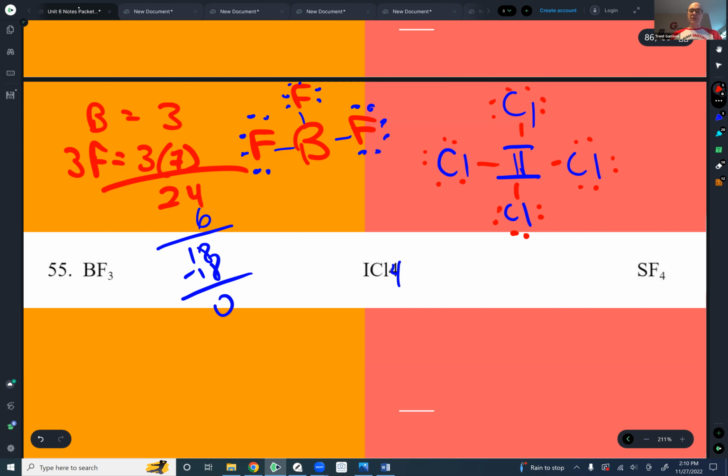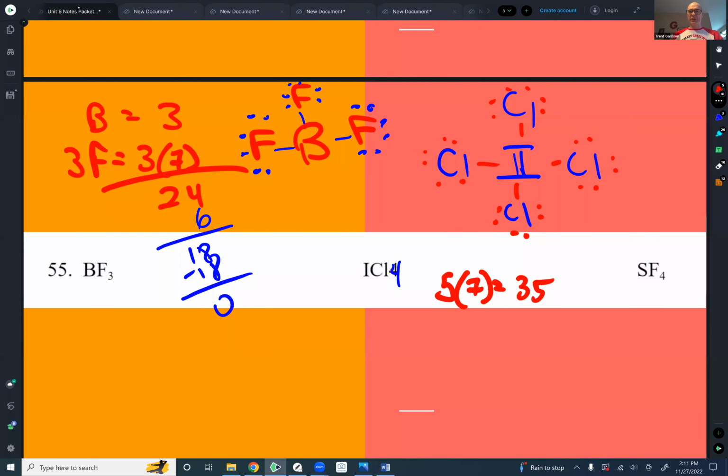Now, let's do the have. How many valence electrons does it have? Each one of those elements is a halogen. So that is 7 for each one of those. That is a total of 35. 5 times 7 is 35.